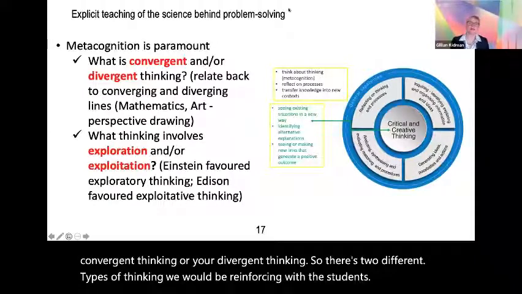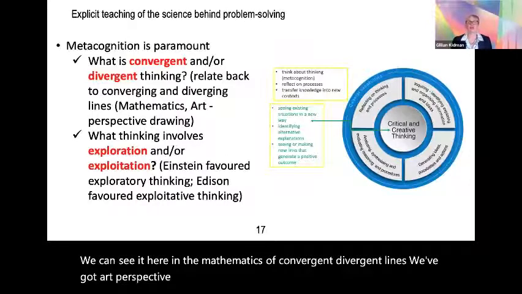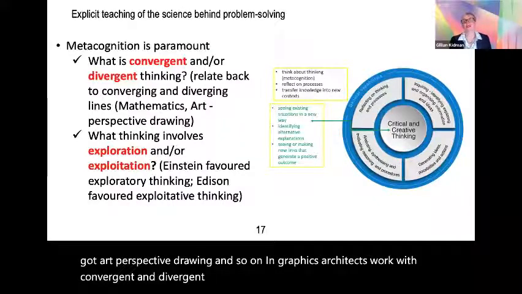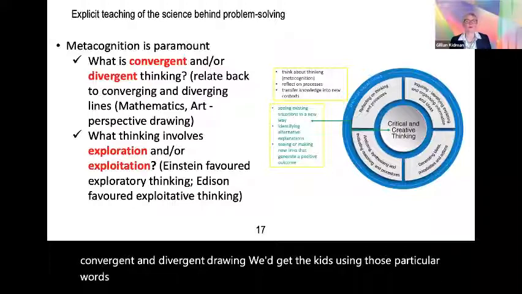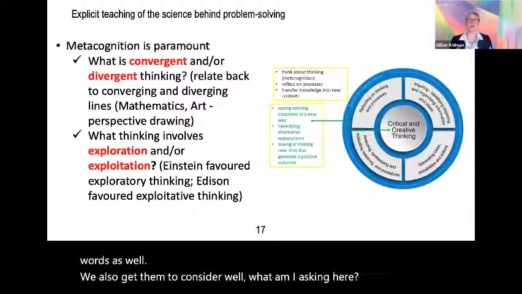We can see it here in the mathematics of convergent and divergent lines. We've got art, perspective drawing, and so on. In graphics, architects work with convergent and divergent drawing. We get the kids using those particular words as well. We also get them to consider, well, what am I asking here? What do we need to do?